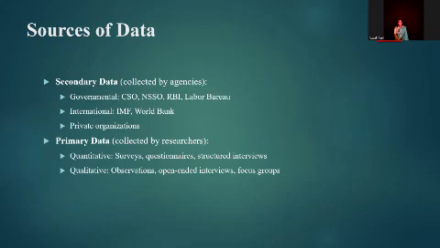Second one is primary data. Primary data is collected directly by the researchers for a specific purpose. Methods include surveys, interviews, focus groups, and direct observations. The advantage of primary data is its relevance and accuracy for your research questions, but collecting it can be time consuming and expensive. Understanding these sources is crucial because it affects data reliability, collection methods, and the insights you derive.